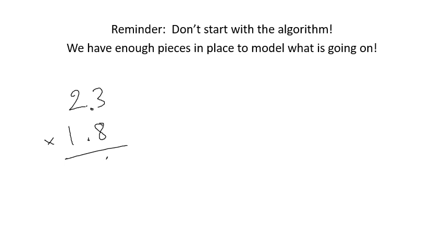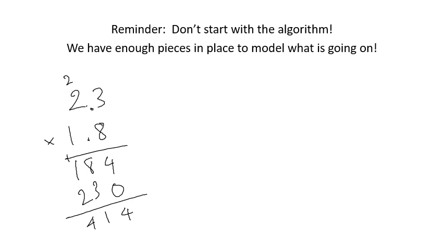So 8 times 3 is 24. I carry the 2. 8 times 2 is 16. Add the 2 makes 18. Put in the 0 that we've already addressed. 1 times 23 is 23. So 4. And then this is 11.